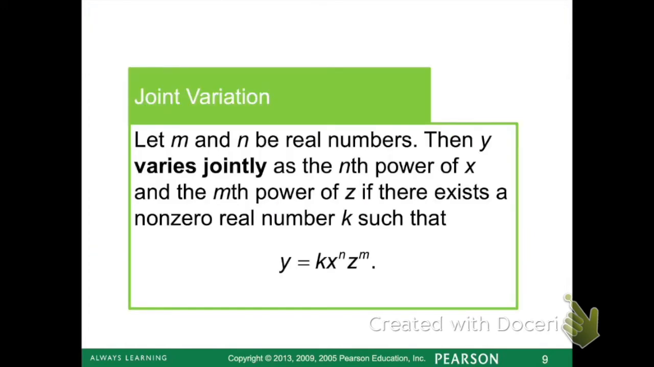Next, we have what's called joint variation. So joint variation is going to be something like y varies jointly as the nth power of x and the mth power of z. So we've got another variable going on here.